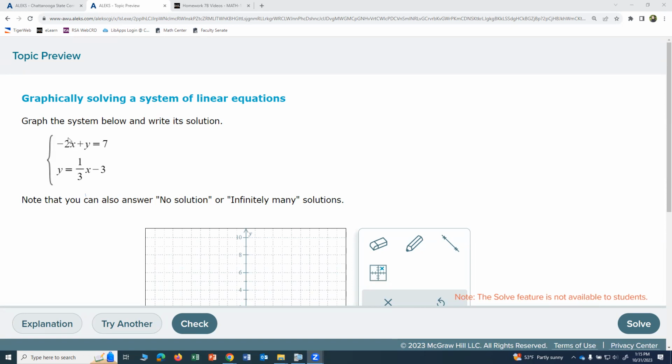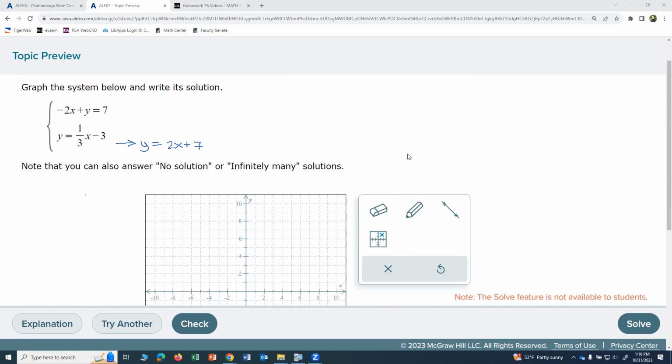So what I would like to do is get this first equation into the form y equals mx plus b so that I can graph its y-intercept and use its slope to get a second point. So I'm going to go ahead and solve this for y, and I will have y equals 2x, because I have to move the negative 2 over, and then plus 7. All right, so I have both of my equations in the form y equals mx plus b.